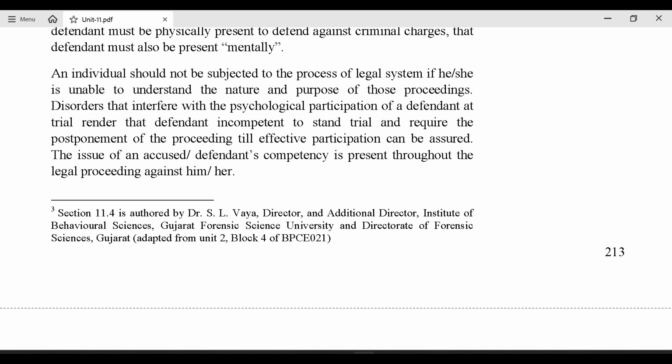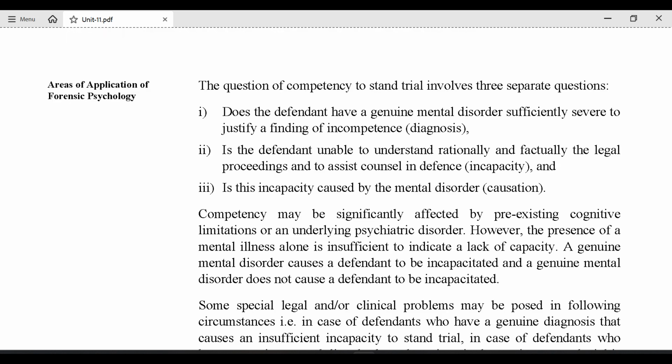The issue of an accused/defendant's competency is present throughout the legal proceeding against him/her. The question of competency to stand trial involves three separate questions. 1. Does the defendant have a genuine mental disorder sufficiently severe to justify a finding of incompetence? Diagnosis. 2. Is the defendant unable to understand rationally and factually the legal proceedings and to assist counsel in defense? Incapacity. And 3. Is this incapacity caused by the mental disorder? Causation.